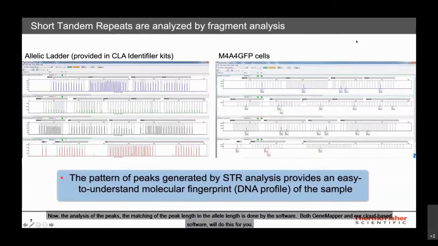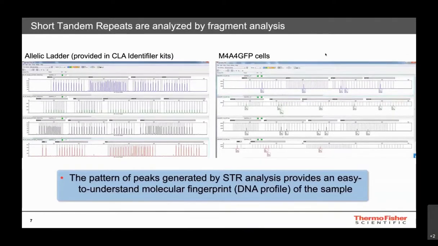Now, the analysis of the peaks, the matching of the peak length to the allele length, is done by the software. Both GeneMapper and our cloud-based software will do this for you. So it's very easy to go from a genomic DNA prep to CE to a unique molecular fingerprint to authenticate your cells. And then it's simply a matter of matching up the cells to known profiles for known cells, or matching them to what you have in your database for a cell line.